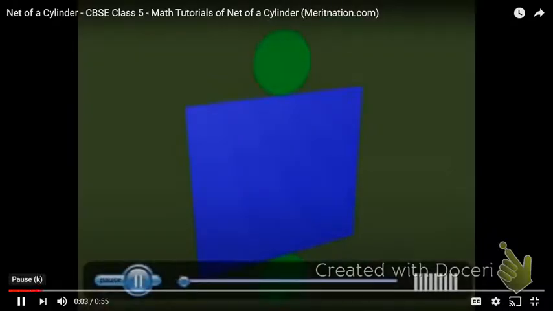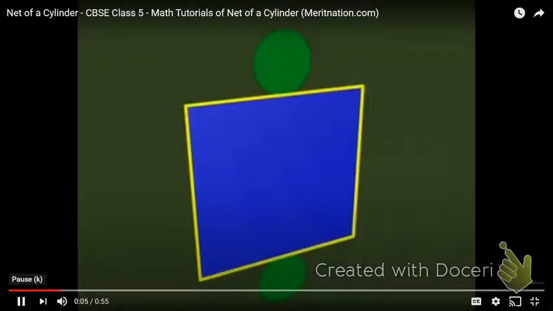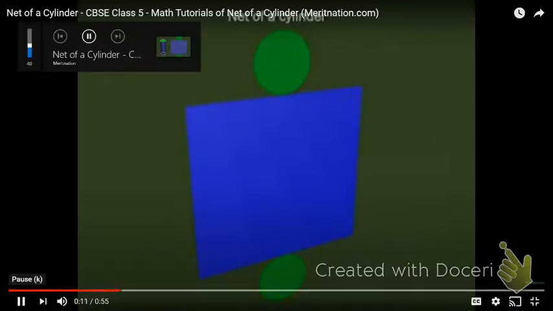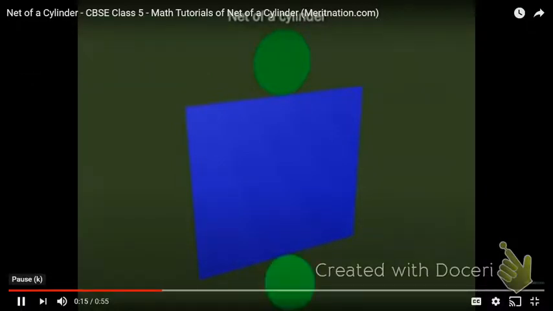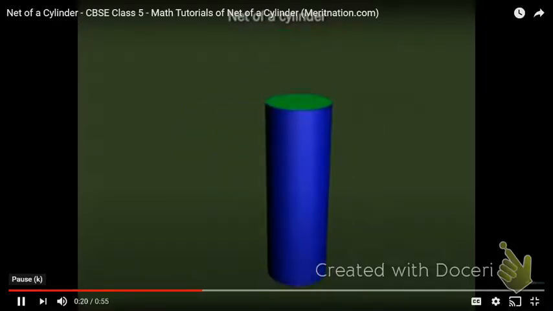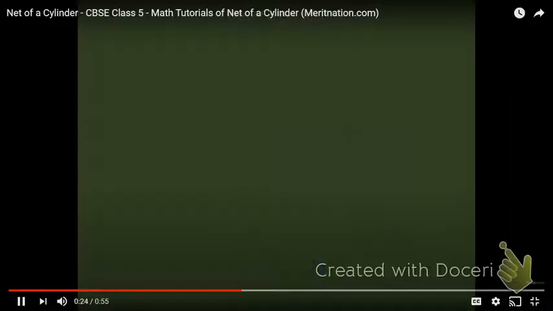What do we have with us? We have a rectangle and two equal circles. This, in fact, is the net of a cylinder. So how can you fold this to form a cylinder? You can do it like this. So now we understand how to form a cylinder from its net. Let's now look at the cylinder and its net. Look at the breadth of the rectangle. This becomes the length of the cylinder.